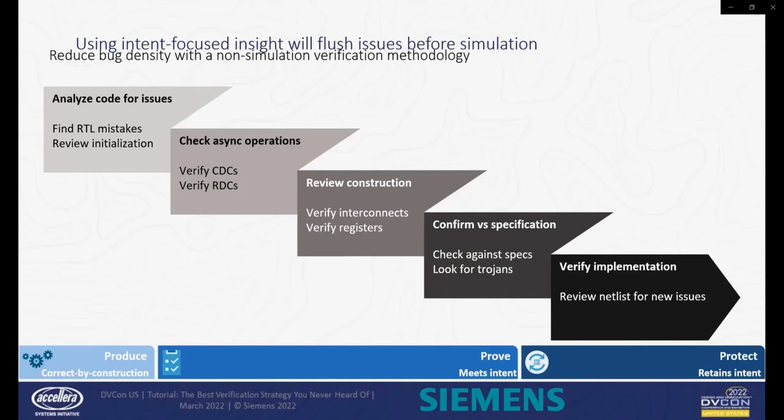Finally, as designs move through implementation, they are changed and the design drifts from a known good source. Capabilities exist to verify that the implementation keeps the design true to the original intent. All of these capabilities together build a flow that supports Harry's prescription for solving the verification crisis, deploying verification capabilities early to produce, prove, and protect designs to meet intent.